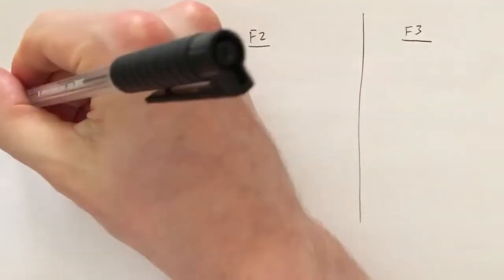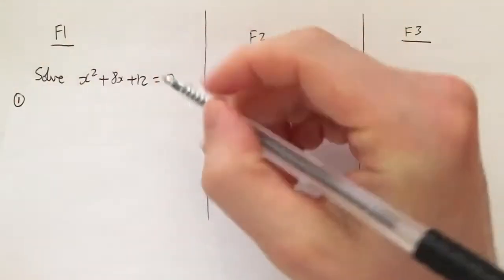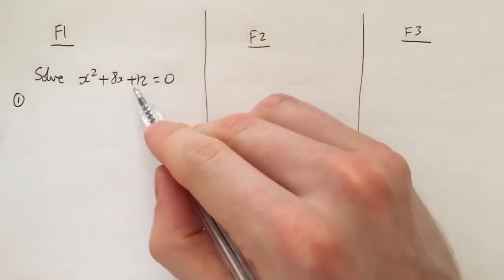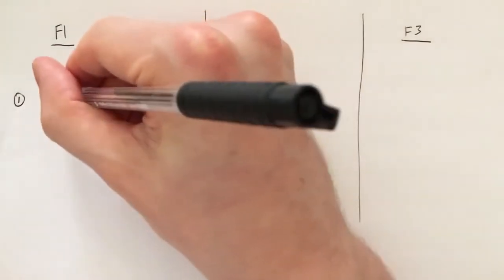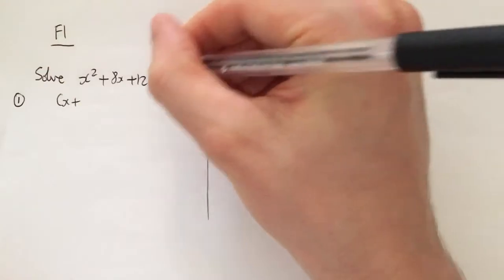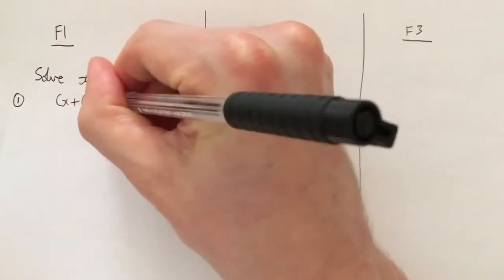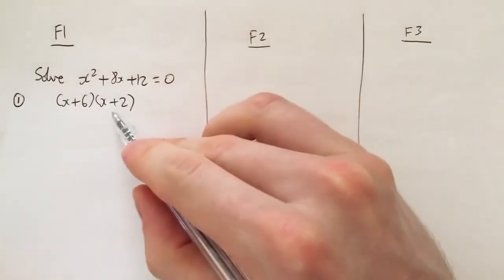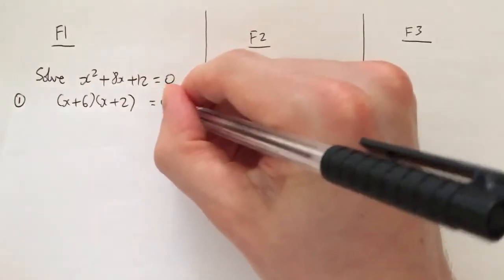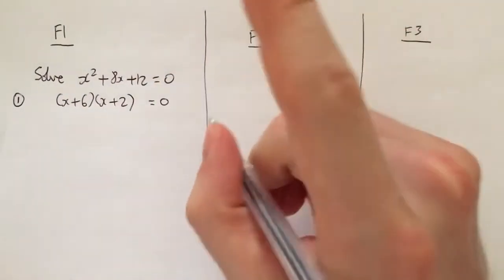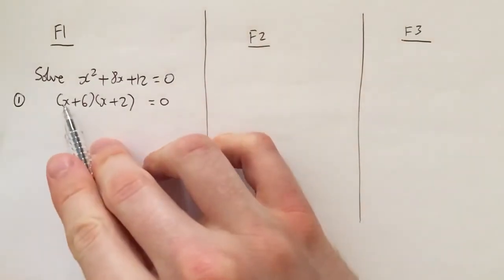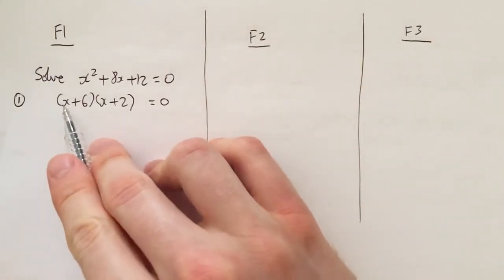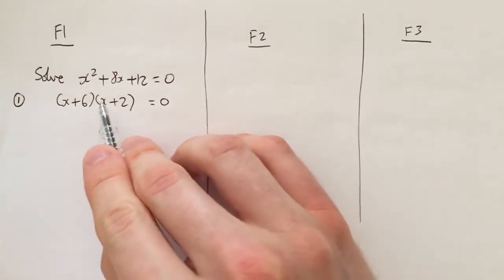So step number one, when you see a quadratic like this, can I factorize it? Yes. Two numbers that multiply, so it'd be x plus 6, x plus 2. Okay, so that'll be factorizing that. But remember, we're solving it, so we equal it to 0. Now, this is the important part here. I now separately look at this, and I separately look at this.